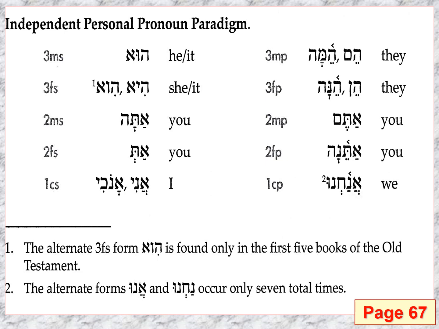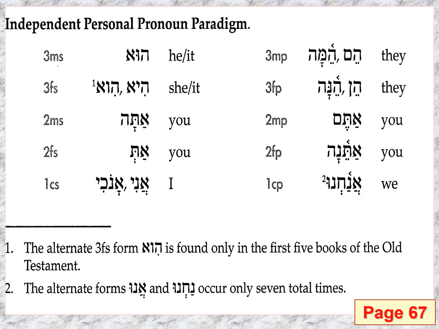Atta, you, feminine. And then lastly, the closest sphere, me, c'est moi. There are two forms: ani, that's an aleph with a hatef patach, followed by a nun with a hirek yod, or anochi, that's an aleph with a kamets, followed by a nun with a holam, followed by a kaf with a hirek yod. Anochi. Let's go to the plural column.